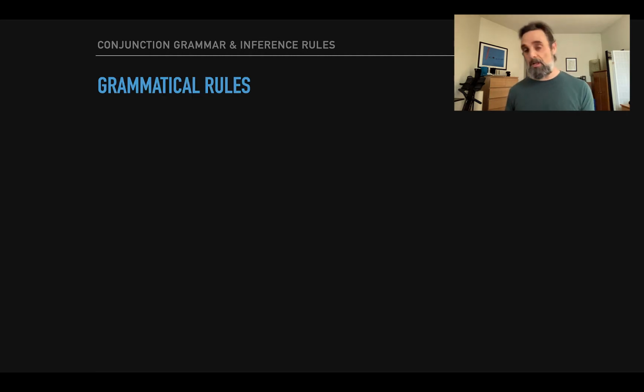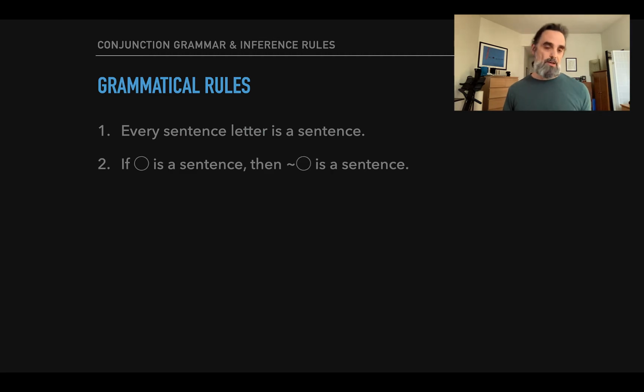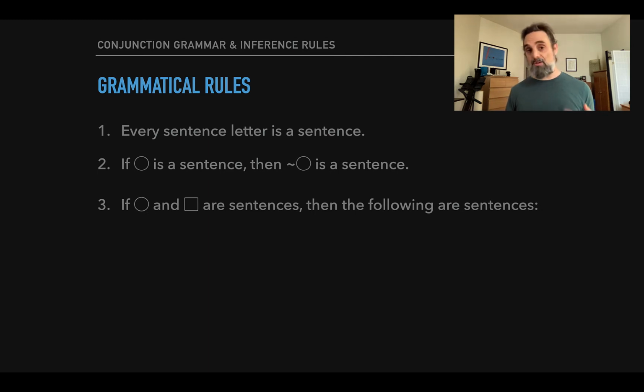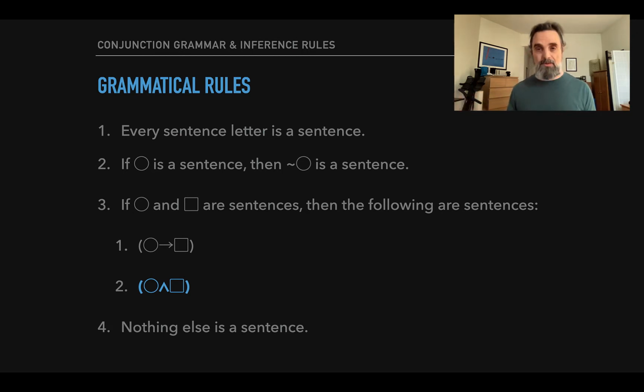So we have slightly new grammatical rules. Our first rule: every sentence letter is a sentence. Our second rule: if something is a sentence, then putting a negation on the front of it is also a sentence. If we have two sentences, we know if we put an arrow in between them and parentheses around them, we get a new sentence. And also, if we put a conjunction between them and parentheses around them, then we get a new sentence. So the grammar of and is just like the grammar of the arrow. It just goes between two sentences with parentheses around them, and we have our last rule that says nothing else is a sentence. So that's quite straightforward.